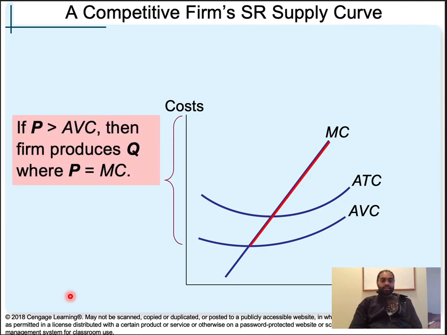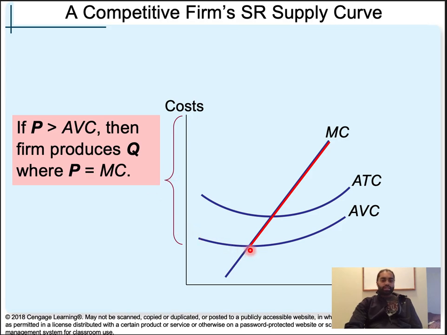when the price is set at or greater than our AVC, so these curves are from what we looked at last time. We have our ATC, we have our AVC, and we have our marginal cost curve. So ATC sits above AVC, MC intersects both of them. So if the price, again, our price in this case will be a horizontal line. If our price is above this portion, then the firm is going to produce at a quantity where price equals marginal cost at some point.